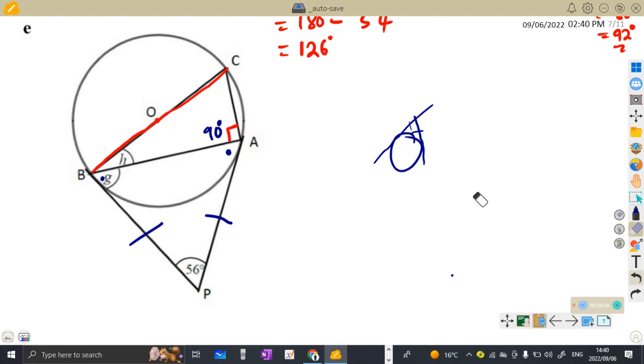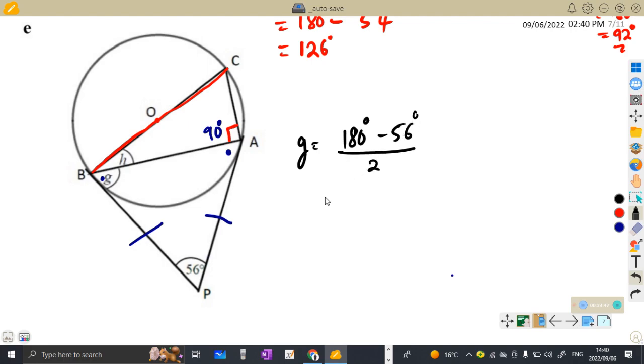That means for us to find angle G, we are just going to subtract and divide by 2. So this is our G, which is 180 degrees minus 56 degrees. Whatever we get, we divide by 2, since these two angles are equal. So 180 minus 56 degrees is going to give us 124 degrees over 2. If we divide, that's going to be 62 degrees. So this is 62 degrees here, and this is 62 degrees here.